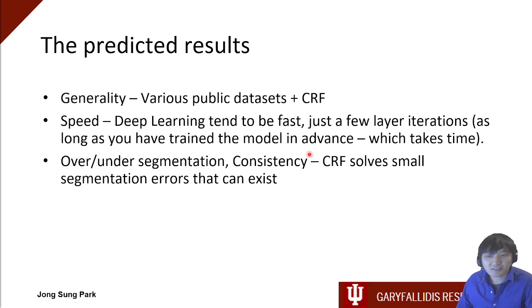Also, deep learning tends to be really fast, and adding a CRF-as-RNN layer after the V-Net is just adding a few layers, so the speed won't be a concern as long as you train the model in advance. Also, since CRF solves small segmentation errors, it would solve over-under segmentation and consistency problems.